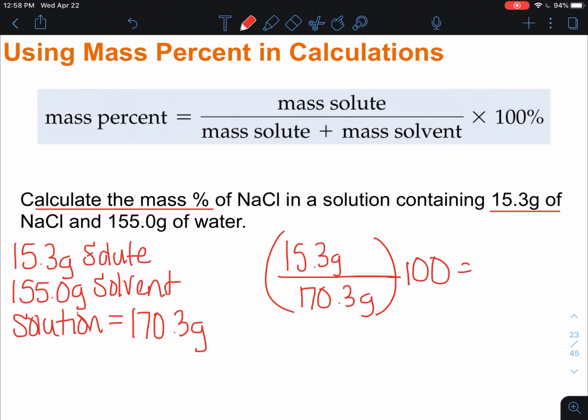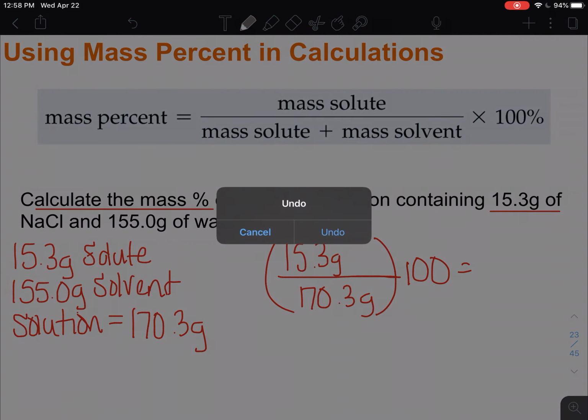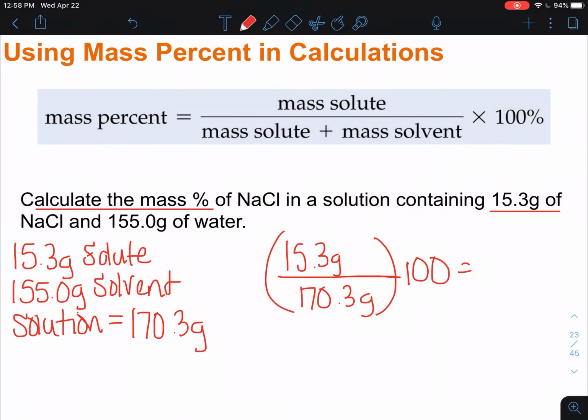multiplied by 100. Okay, let me throw in my calculator, 15.3 divided by 170.3 multiplied by 100, and that's going to give us 8.98%. Right? So this is the mass percent of sodium chloride in solution. So essentially that means that for every 100 grams of solution, we have 8.98 grams that can be dissolved.